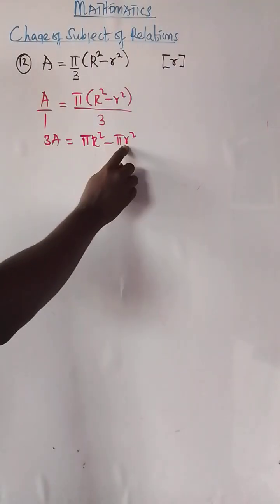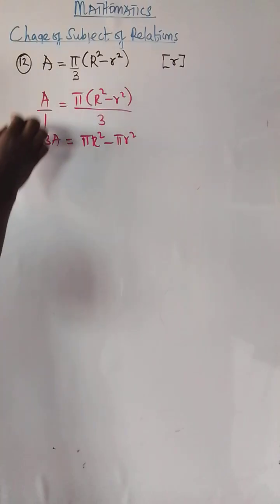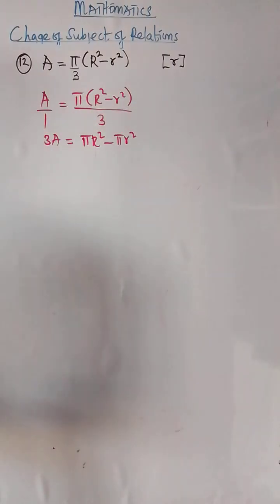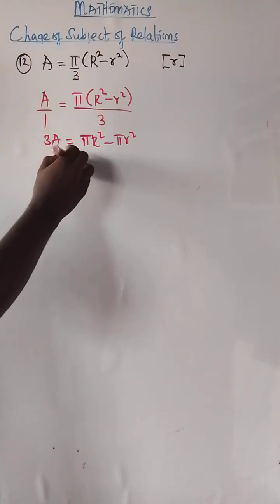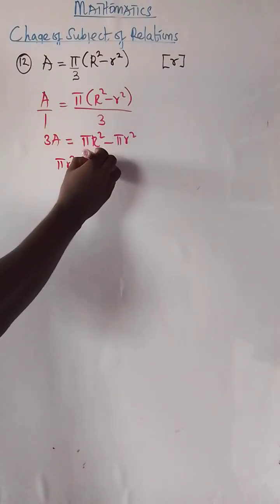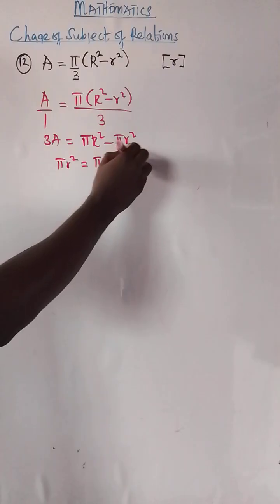Since our aim is to get this small r squared, I would like to move this one here. Why? Because the negative sign will turn to positive. So this minus pi r squared, when we bring it here, becomes what? Plus pi r squared. Then this one remains pi big R squared minus 3a.